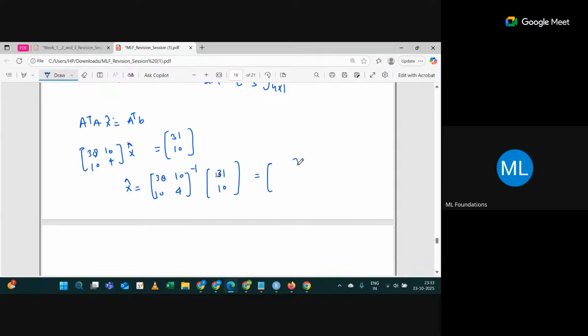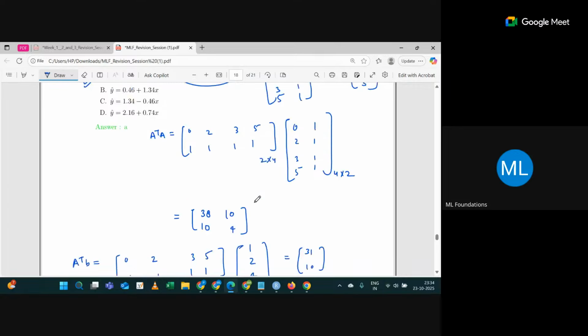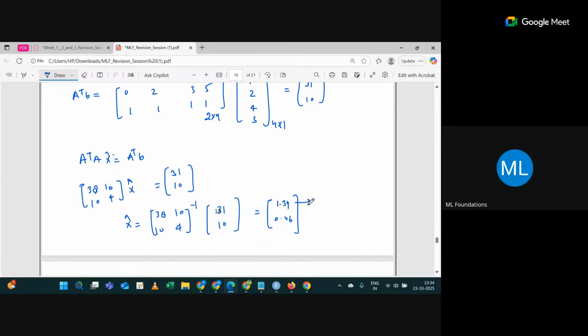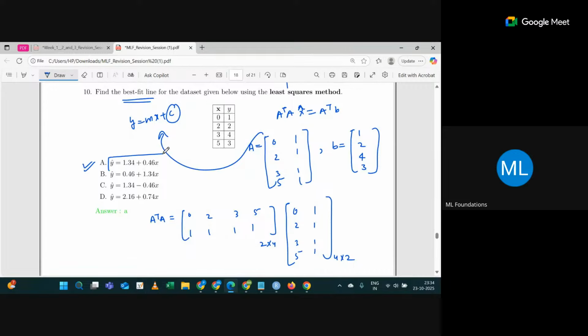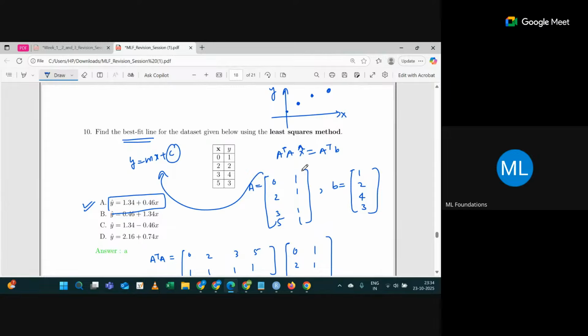Suppose you got two values, say 1.34 and 0.46. This is my X hat, which means this value is the intercept and this value is the slope. So my best fit line, Y hat, will be 1.34 plus 0.46 times x. Understood? This is the way to proceed for the best fit line in linear regression.